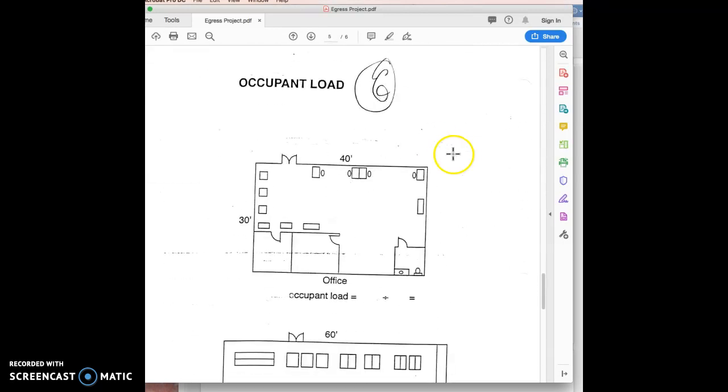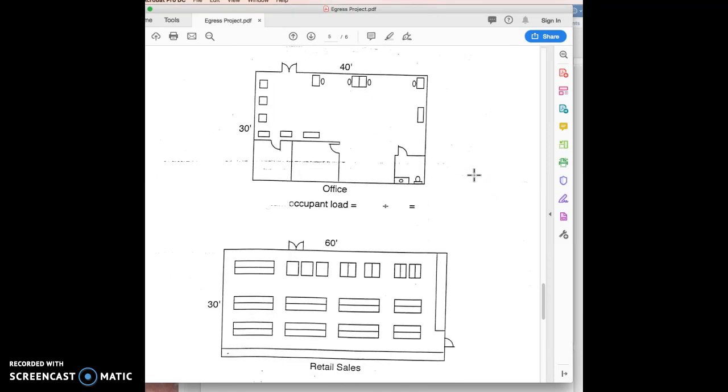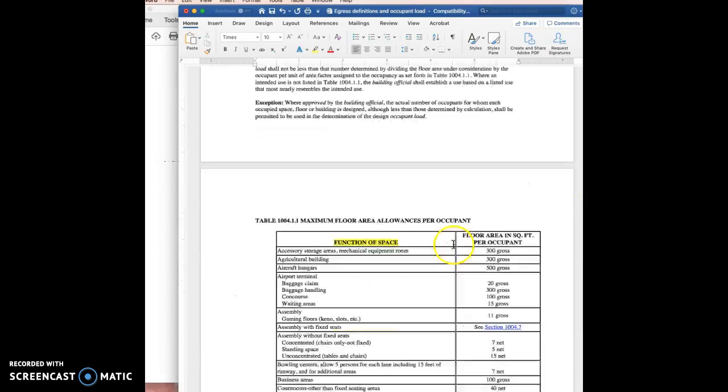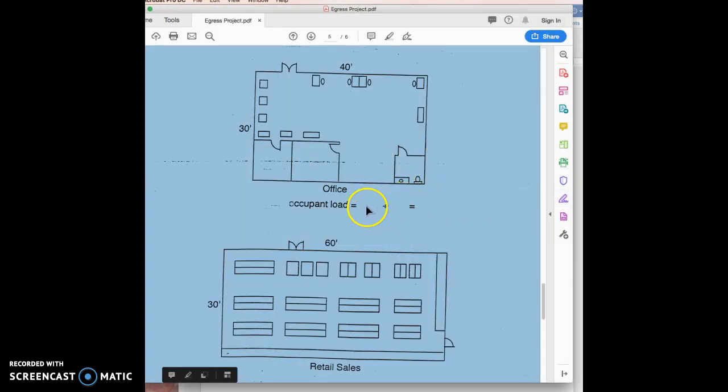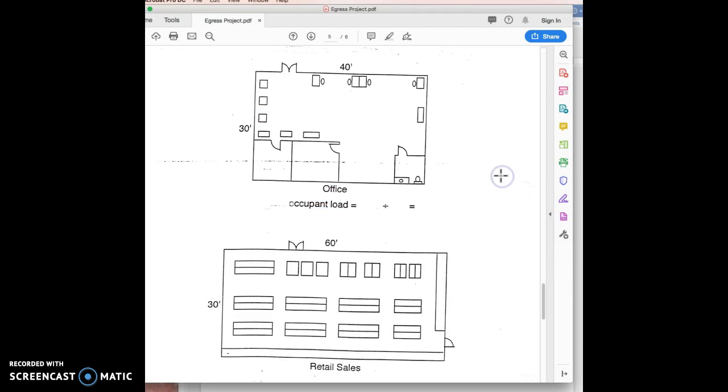So number 6, real quick. 30 times 40 is 1,200. 1,200 we're going to divide by 100 because this is a business area. So in our table, we've got business right there. Business areas, 100 gross. So we divide that 1,200 by 100 and we get 12 people. Why is that such a low number allowed in an office space? Well, because of the file cabinets, the desks, and all of the other things that we assume they're going to have in that business area.